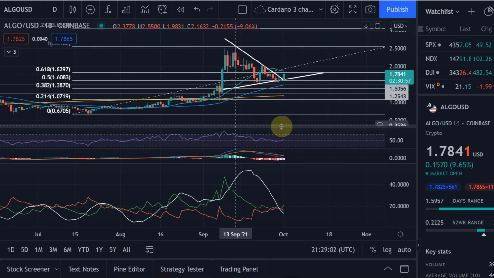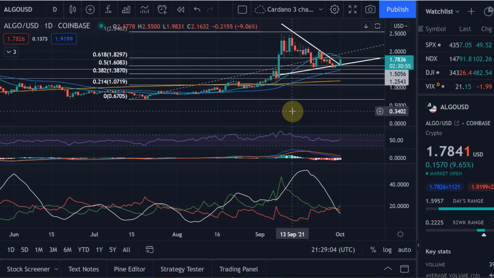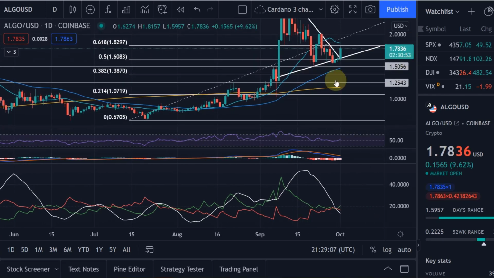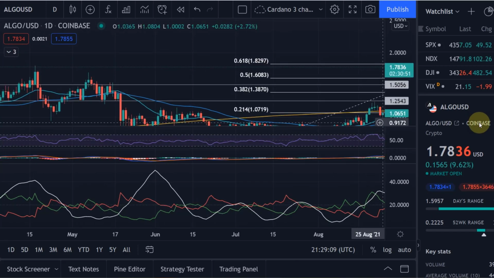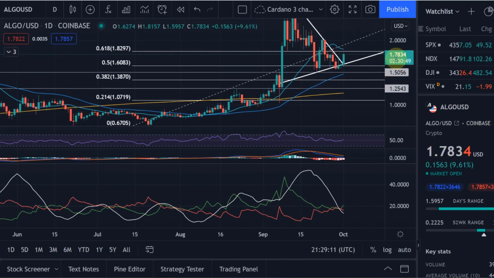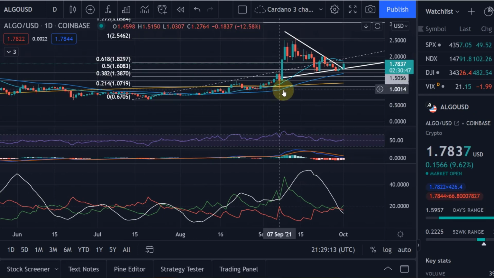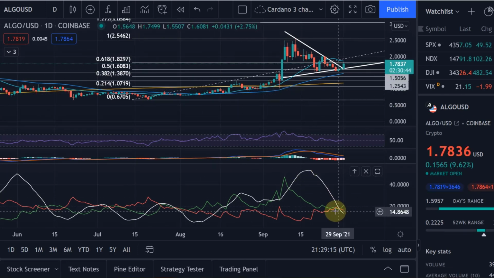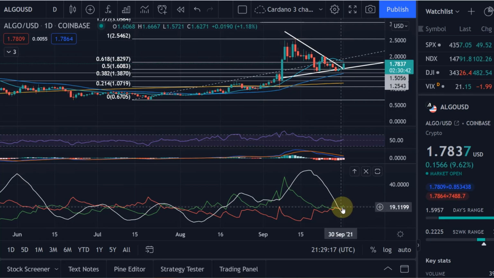But yeah, that's what we identified on this channel, that we were a bit late with Algorand, but we called it out before it actually happened, and we broke above this cup and handle, which was forming there on the larger scale. Now here on the ADX, we can see that we're also making a bullish cross.